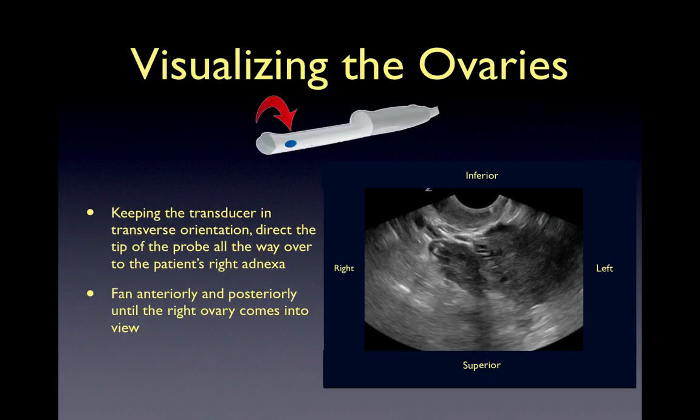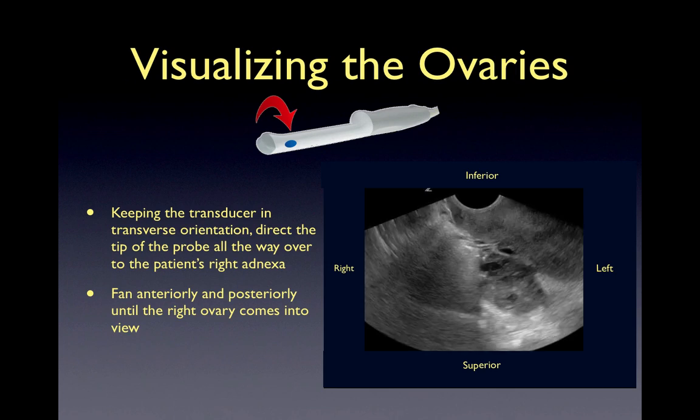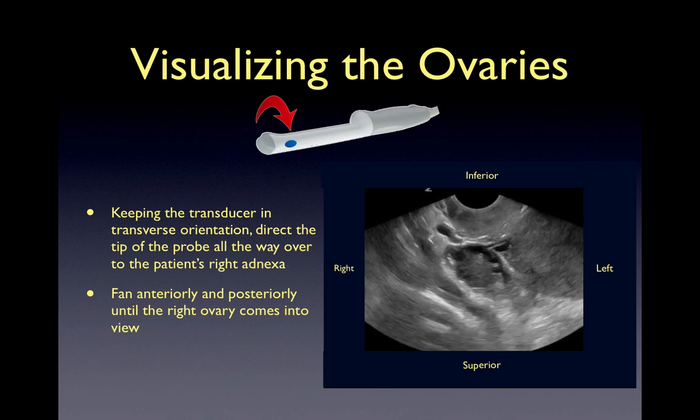After completing your view of the uterus, keep the indicator to the patient's right and direct the tip of the probe towards the patient's right adnexa. Fan the probe anteriorly and posteriorly until the right ovary comes into view. It will be hypoechoic and well circumscribed with anechoic round follicles within it. It has often been referred to as having the appearance of a chocolate chip cookie. The ovaries are medial to the iliac vessels.